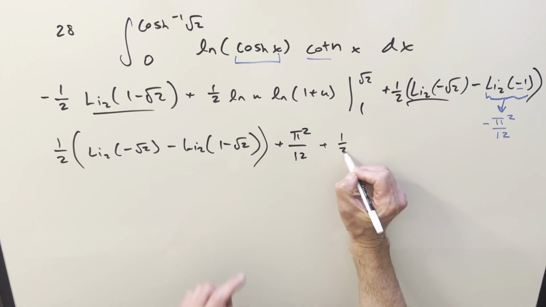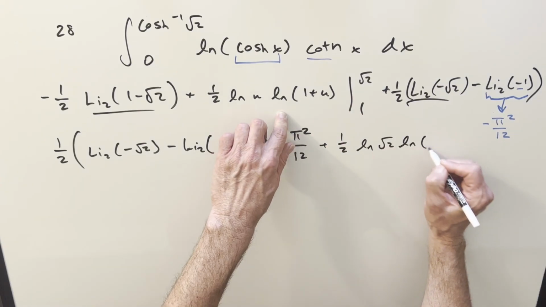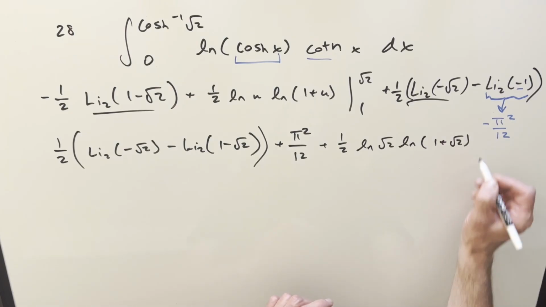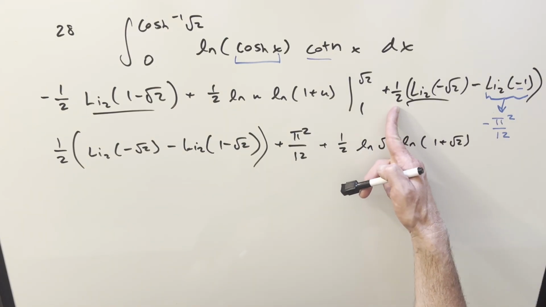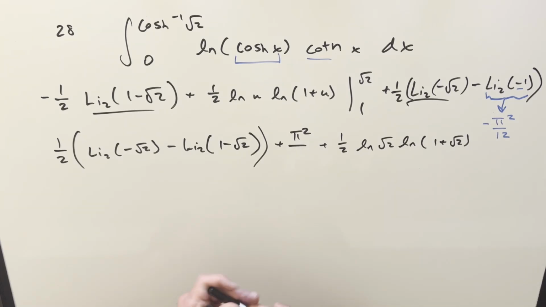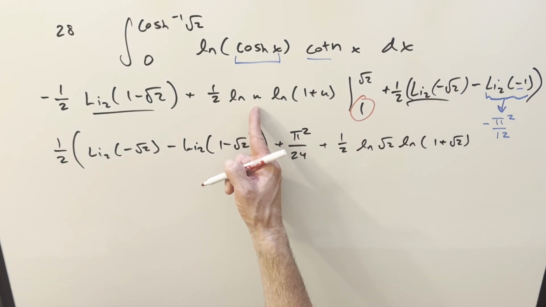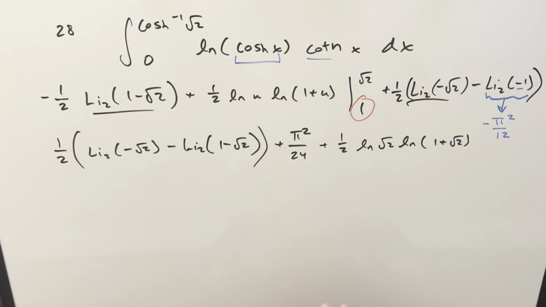Then we can evaluate this. When we plug in square root of 2, we get natural log square root of 2, natural log 1 plus square root of 2. And one mistake I noticed, I need to distribute this 1/2 into the pi squared over 12, so this becomes pi squared over 24. And I'm skipping the evaluation at 1, because when you plug in 1 here, natural log 1 is 0, and the whole thing gets zeroed out.